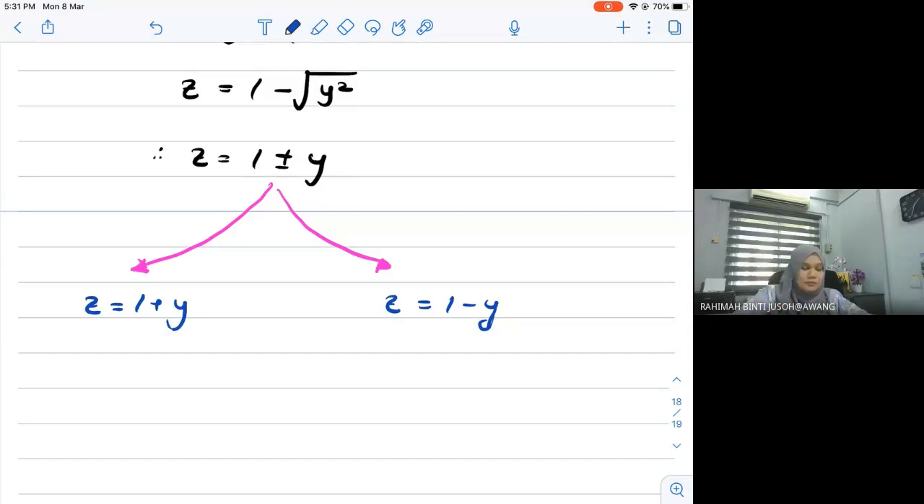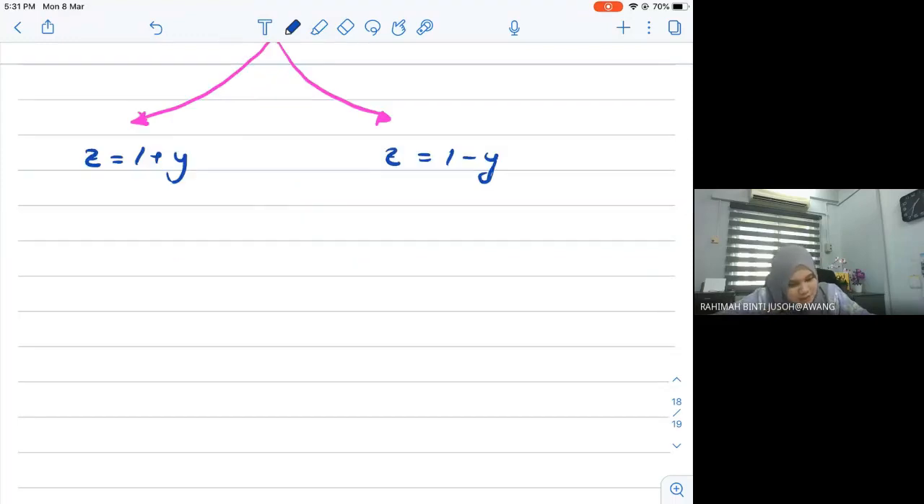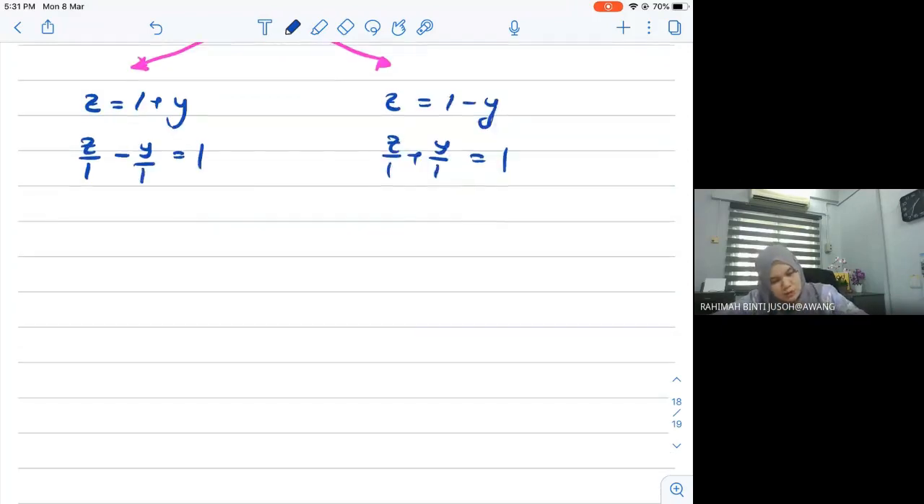Macam tu. Okay, you nampak tak sekarang ni, daripada kuadratik dia jadi linear graph. Sebab punca kuasa-kuasa 2, dia tak ada pasangan. Bila tak ada pasangan, dia jadi y lah, sebab boleh cancel dia punya punca kuasa tu. Okay? So we have something like this. Now by using the intercept form, z over 1 minus y over 1 equals to 1. And then yang ni you akan ada z over 1 plus y over 1 equals to 1. So jom kita lukis graph 2D dia on yz plane.